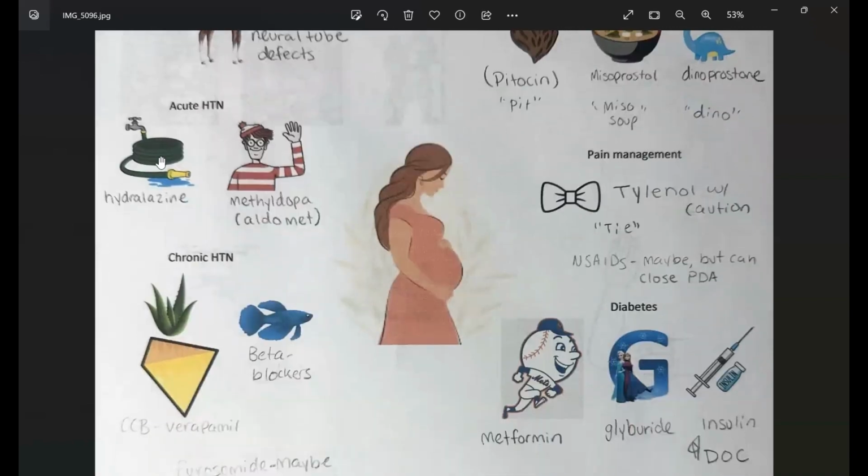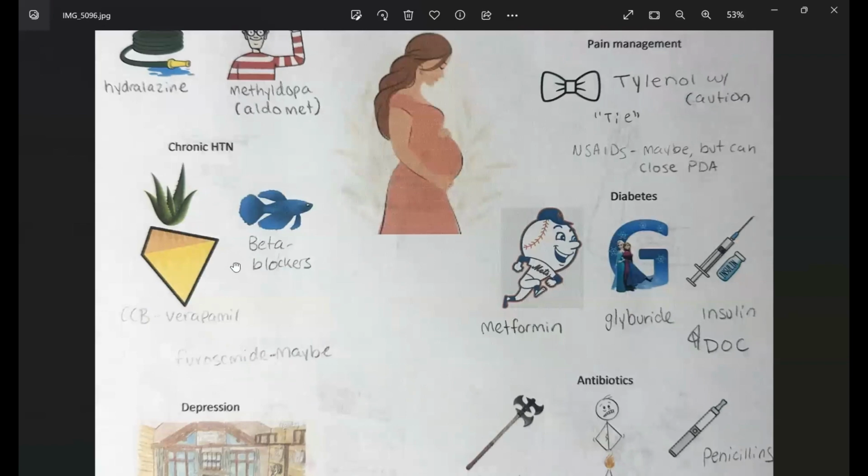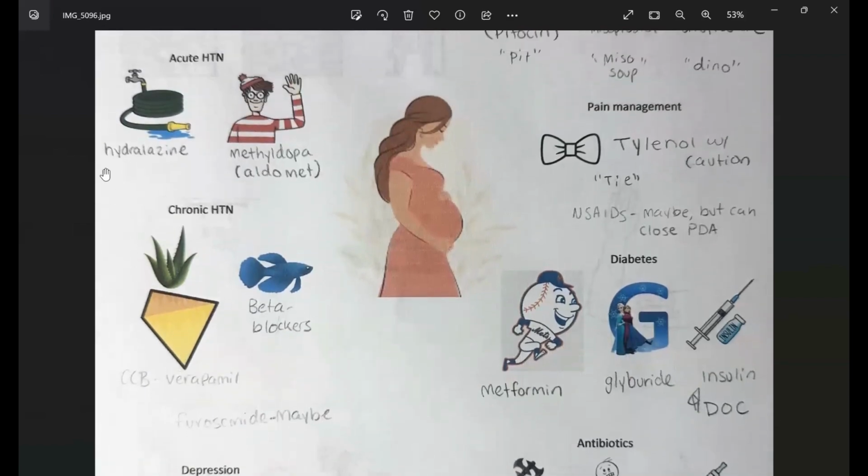Next is treatment of hypertension. So if they have acute hypertension, you can use hydralazine. So we have like a hydrant or like a hose for hydralazine. And then we have methyldopa or Aldomet. And so I always thought this sounded like "I met Waldo," like where's Waldo? So Aldomet. And then if we have chronic hypertension, we can still use hydralazine and Aldomet.